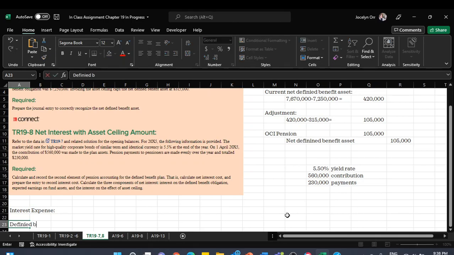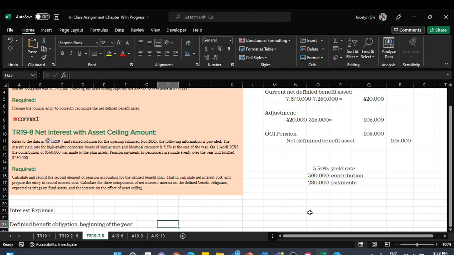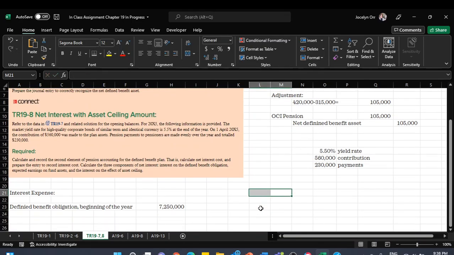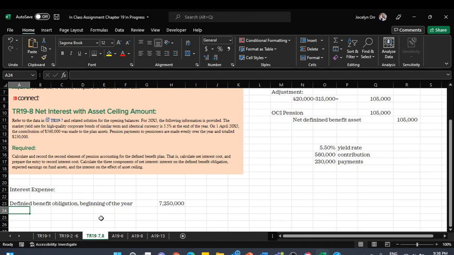So we're going to look at the defined benefit obligation, and we are starting with our beginning of the year balance, which was $7,250,000. So we need to take the weighted average for the benefit payments, because pay attention to our dates here. We are not calculating this for a full year. We're calculating it for a half year, so 6 out of 12 months.